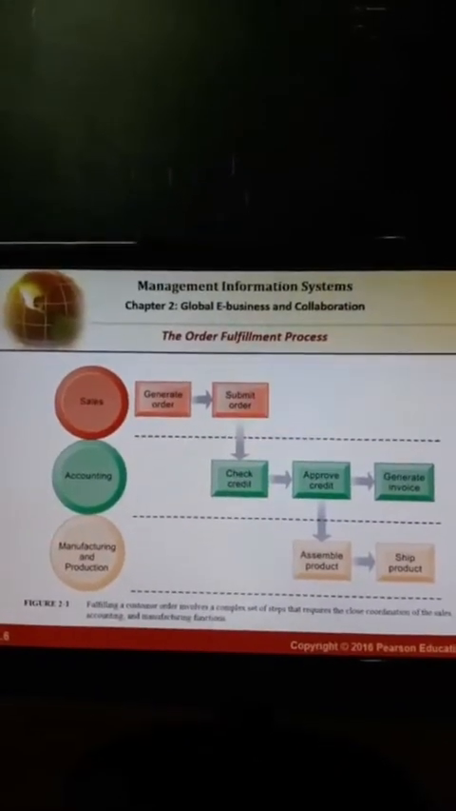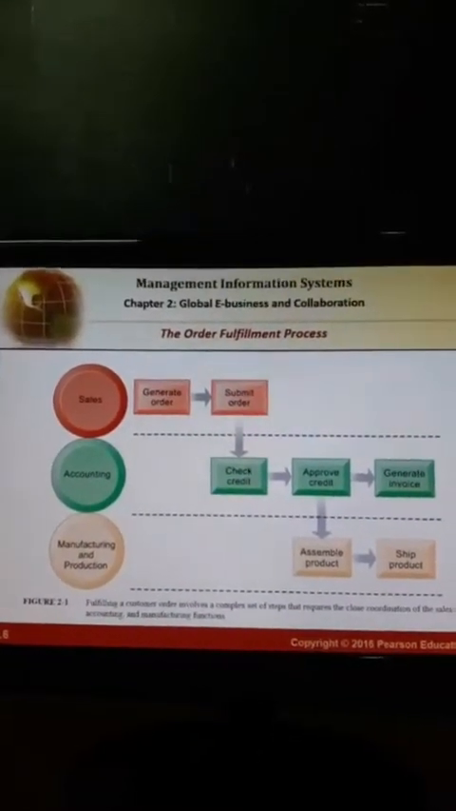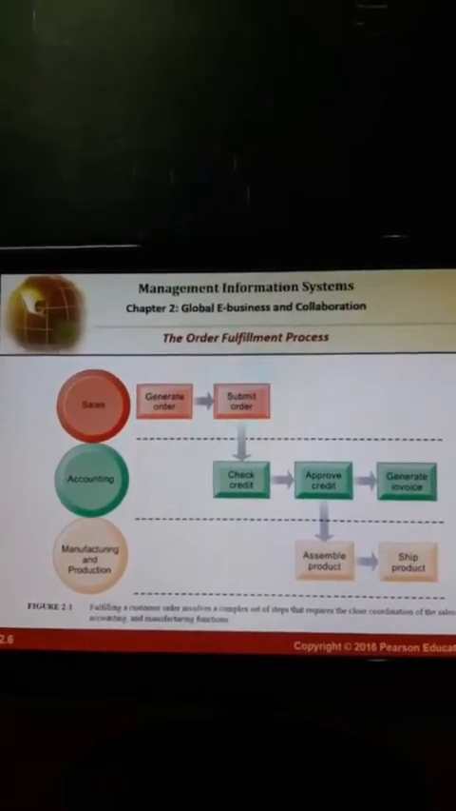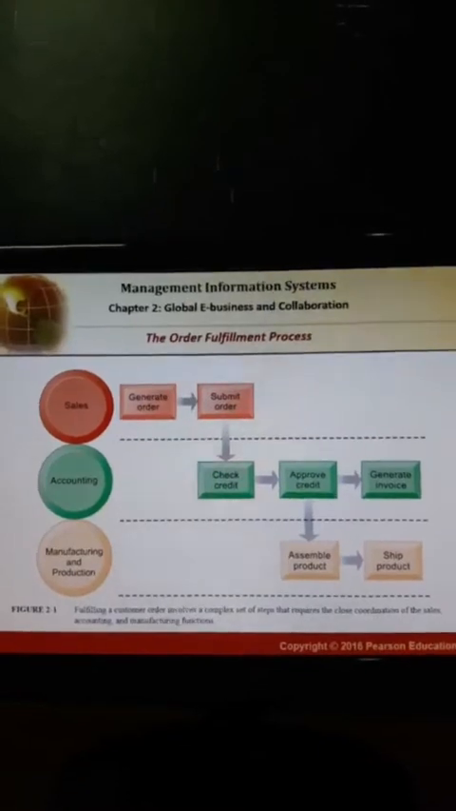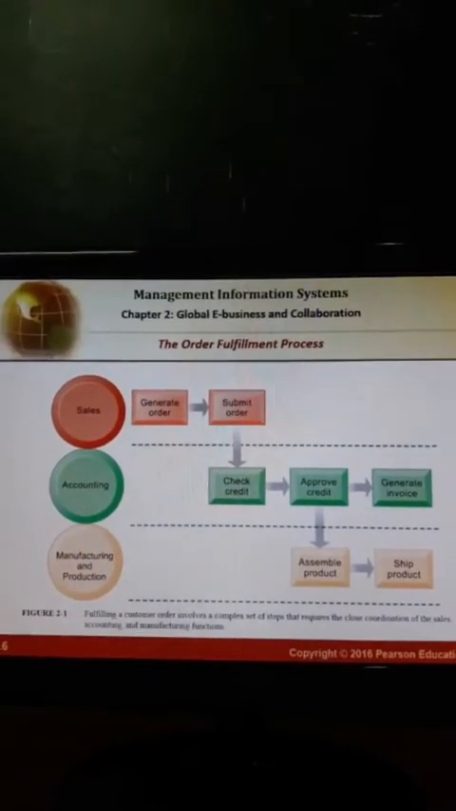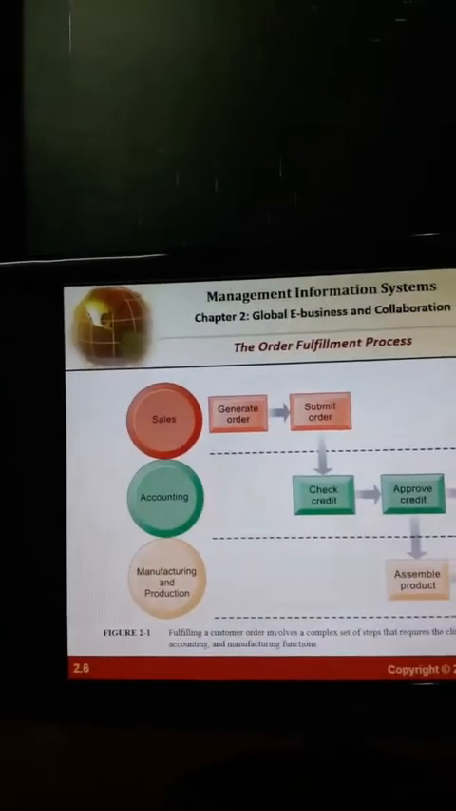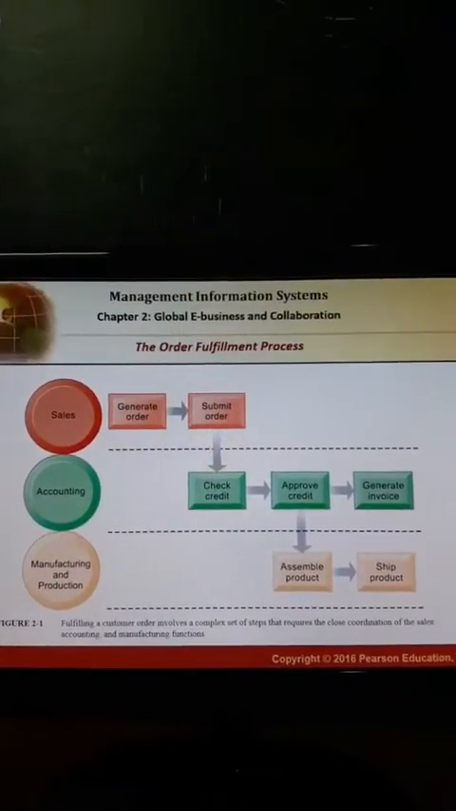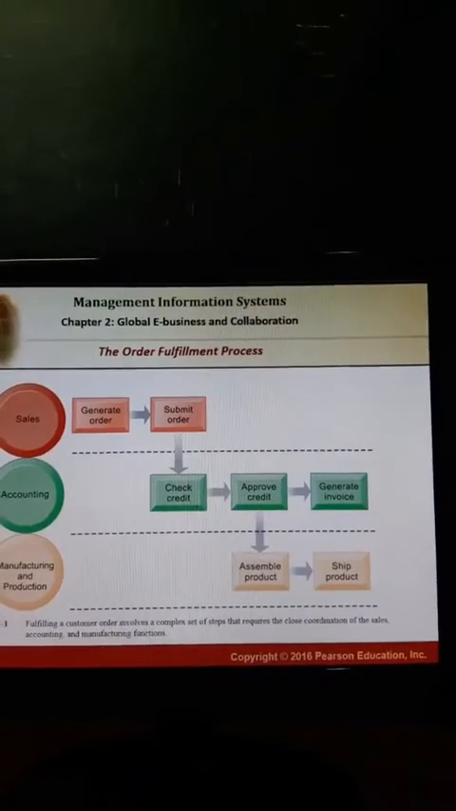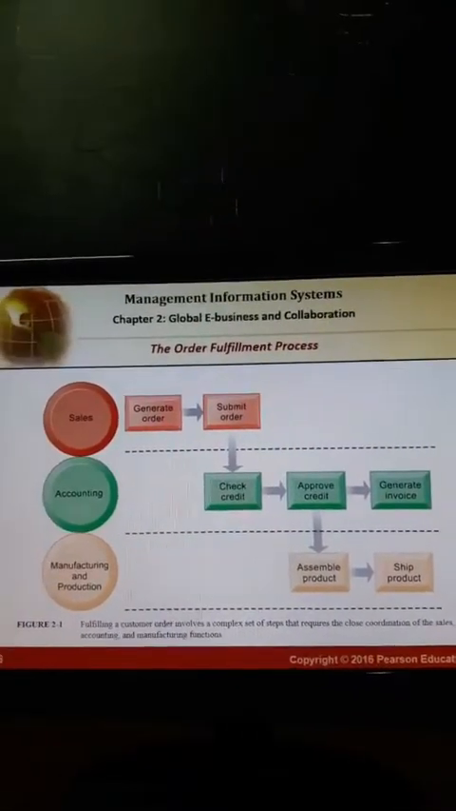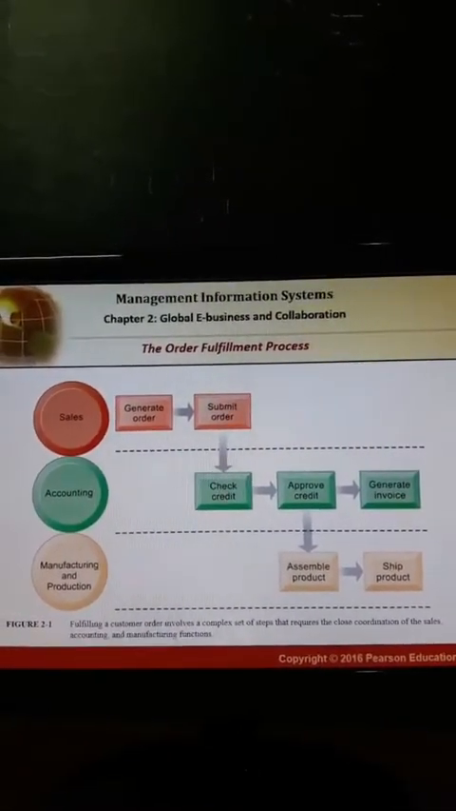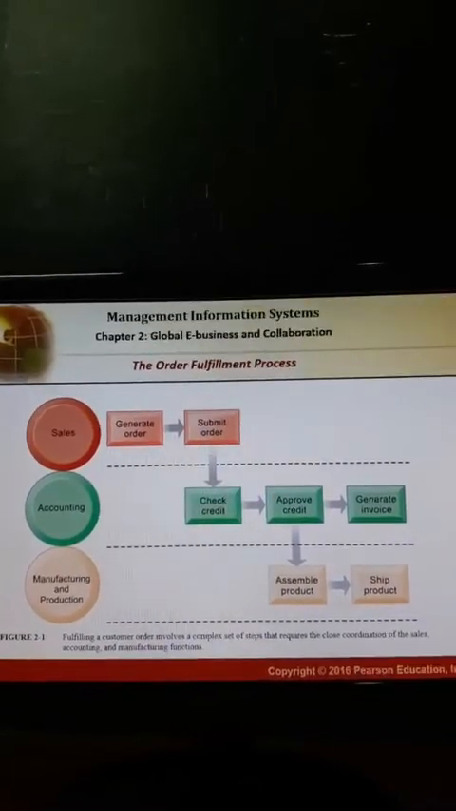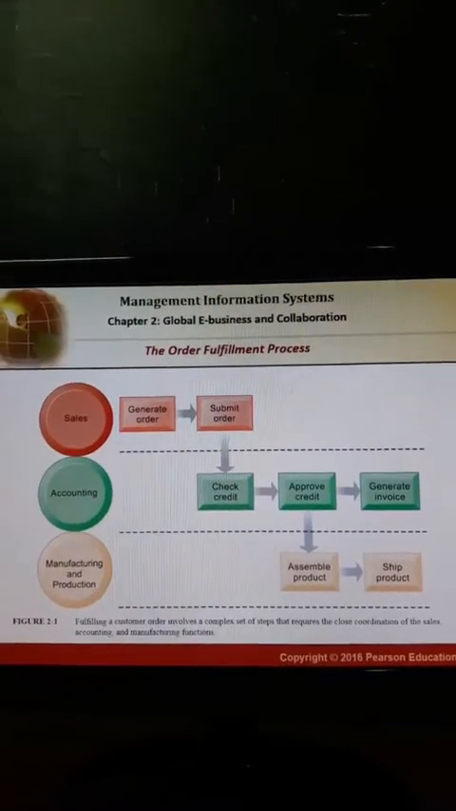It goes to the accounts department at the same time. That is, suppose you are updating this on your ERP software. We know most organizations are using enterprise resource planning. If you put this on the software, it automatically goes to the accounting department, and the accounting department approves the credit, and it goes to the manufacturing and production department. It is happening at the same time, simultaneously. That's why we call this parallel.